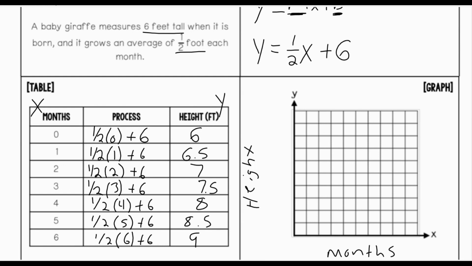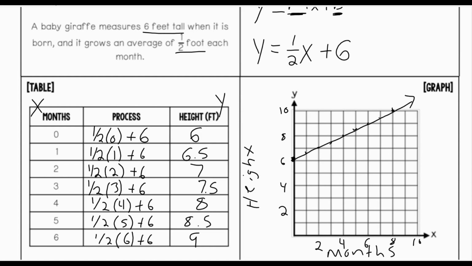Now my scale, my table isn't increasing tremendously, so my scale will just be 1. Now just so it's a little bit nicer, every 2 boxes I'm going to label 2. Now plotting my points, 0 months is 6 feet, so I start at 0 and plot my point at 6. 1 month is 6.5 feet, so 1 month is 6.5. Drawing my line.